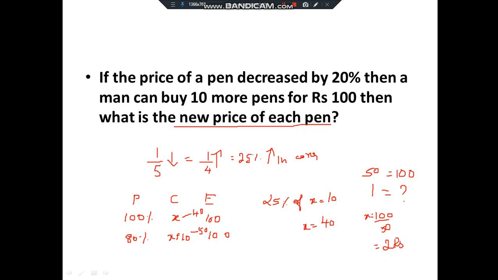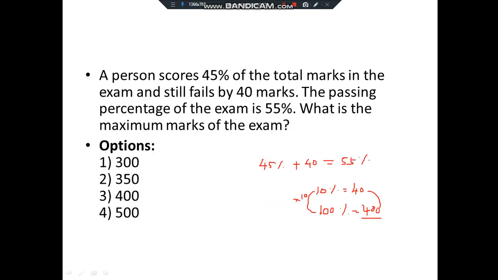Hope you understood. Next question. A person scores 45% of total marks in the exam and still fails by 40 marks. The passing percentage of the exam is 55%. What is the maximum mark? That is, they asked for 100%. This is an examination based question.